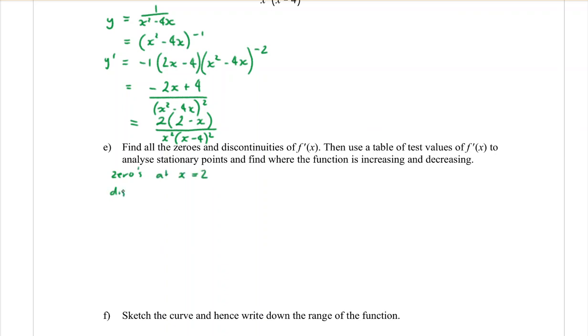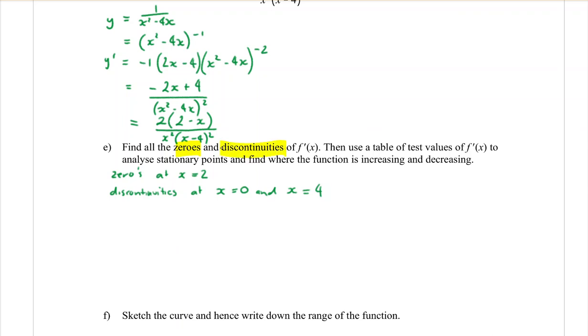The discontinuities, too long a word. They are going to be at whatever makes my denominator 0, which is 0 from here and 4 from there, 2 of them. So at x equals 0 and x equals 4. Okay, so I've done the first part. I have found the zeros and the discontinuities.